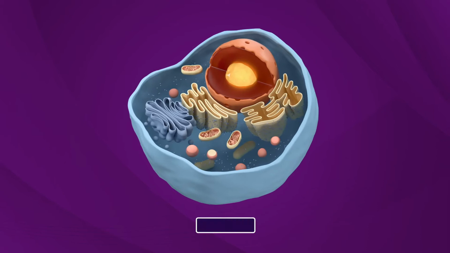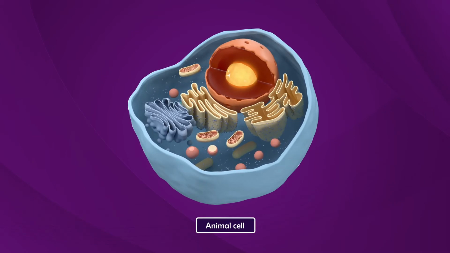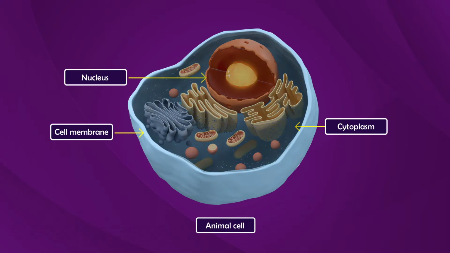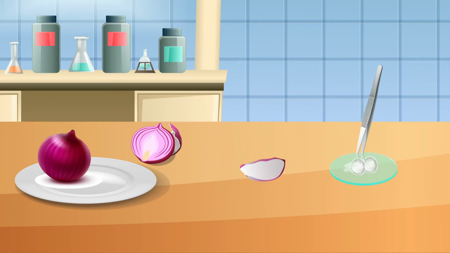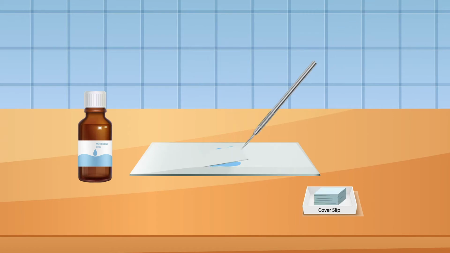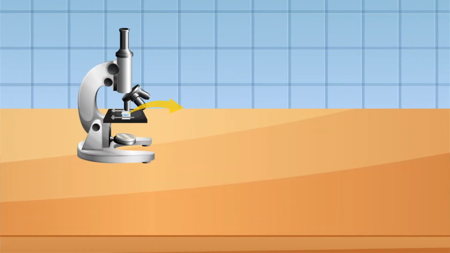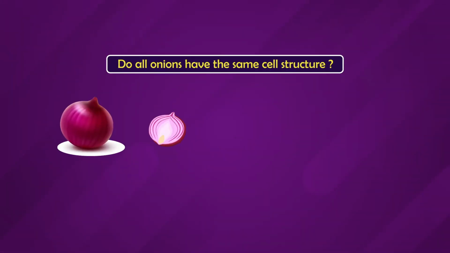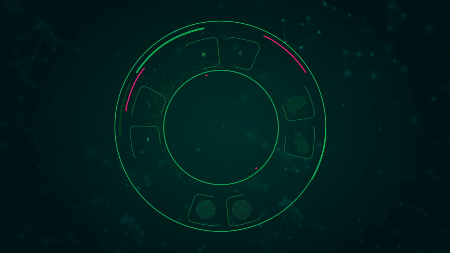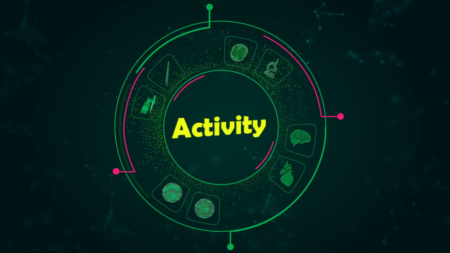In Class 8, you have learned the basic facts about the cell, its basic components, cell organelles, etc. You have also learned how to take the section of an onion peel, its staining, mounting, and observation through a compound microscope. But do all onions have the same cell structures? Let's check it through an activity.